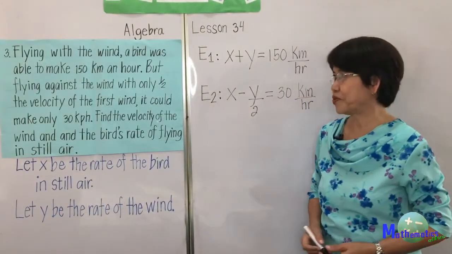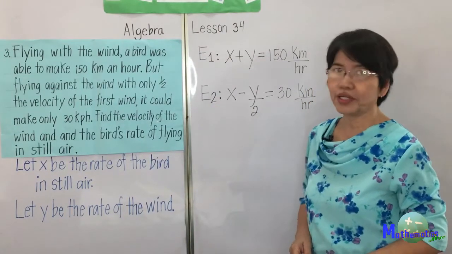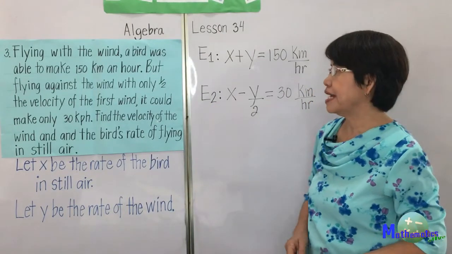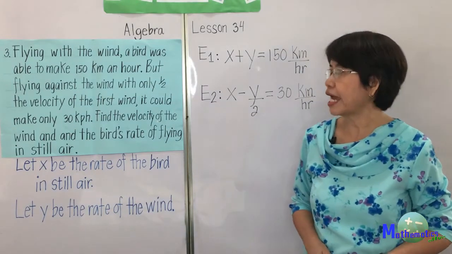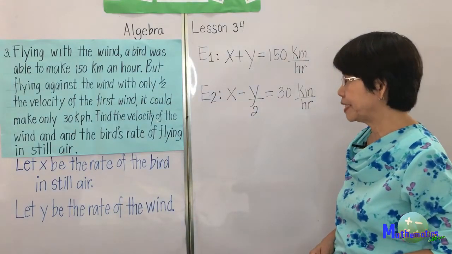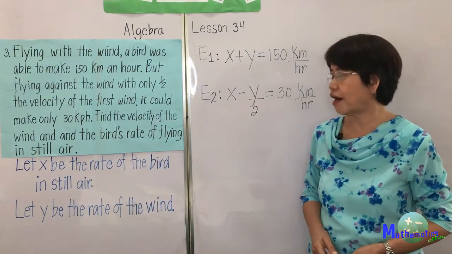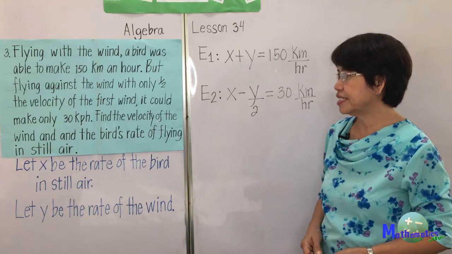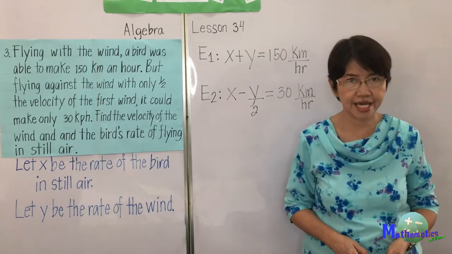Here is problem number 3. Flying with the wind, a bird was able to make 150 kilometers an hour. But flying against the wind with only half the velocity of the first wind, it could make only 30 kilometers per hour. Find the velocity of the wind and the bird's rate of flying in still air.